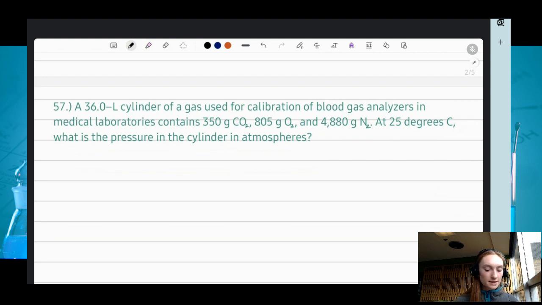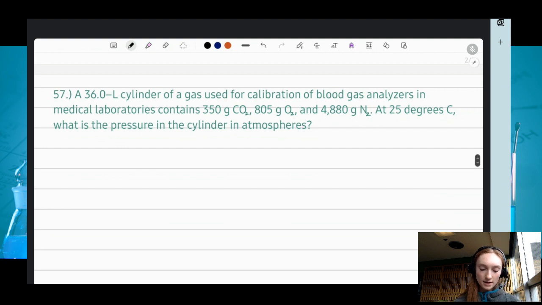Question 57 says, a 36-liter cylinder of a gas used for calibration of blood gas analyzers in medical laboratories contains 350 grams of CO2, 805 grams of O2, and 4,880 grams of N2. At 25 degrees Celsius, what is the pressure in the cylinder in atmospheres? Okay, so we can first note that this is a 36 liter volume.